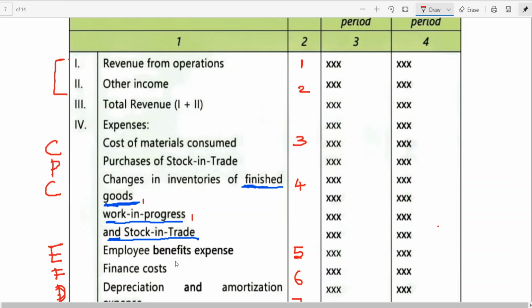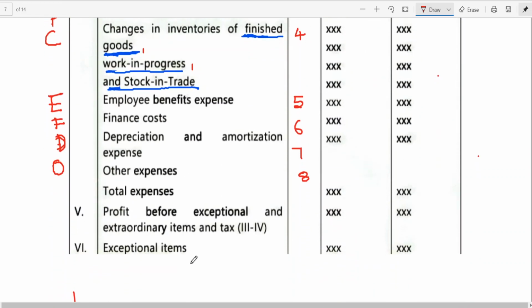Is this clear? Then employee benefit expenses. Employee benefit expenses relate to employees, like salaries and wages, provident fund, employee stock option scheme. Finance cost like interest on debentures, interest on short term loan, can be taken as finance cost. Depreciation, amortization. Depreciation is on tangible assets, amortization is on intangible assets. Other expenses, the expenses which won't fit in the above categories will be taken here.